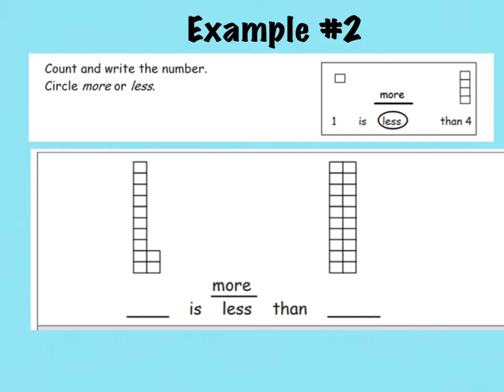Let's do some more practice. In this example, we are going to count and write the number, then circle more or less. For example, there is 1 cube, and there are 1, 2, 3, 4 cubes. 1 cube is less than 4 cubes.